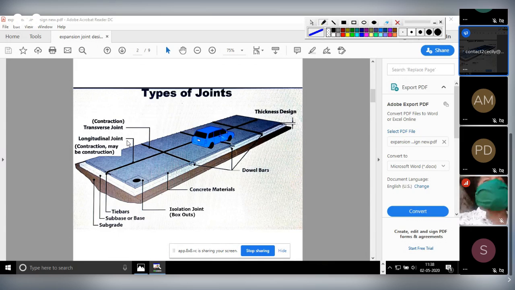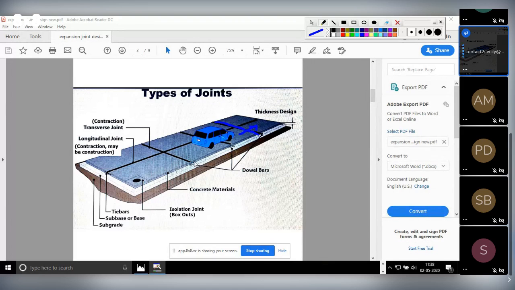Whereas another type of joint is placed perpendicular to the direction of the traffic. Suppose this is your direction, so another joint is in this direction, which is perpendicular to the direction of the traffic. That's why it is called a transverse joint. Clear? Now here we have to design these joints only.